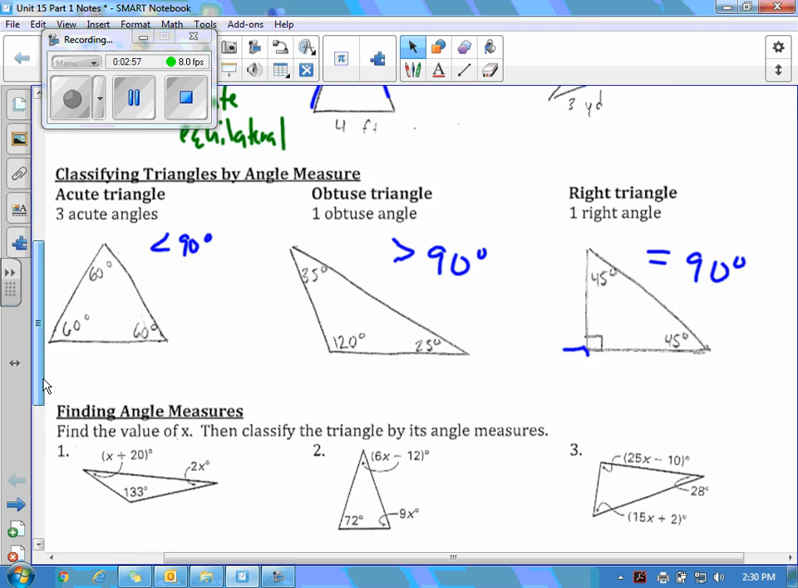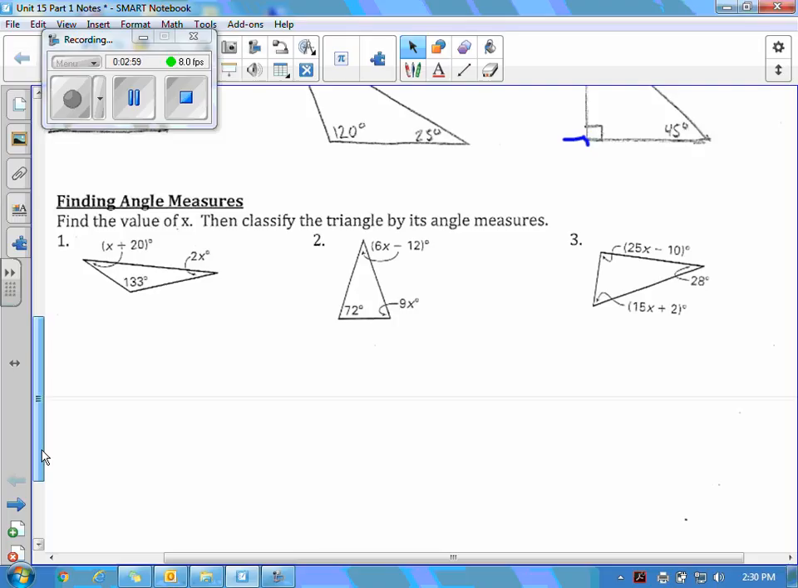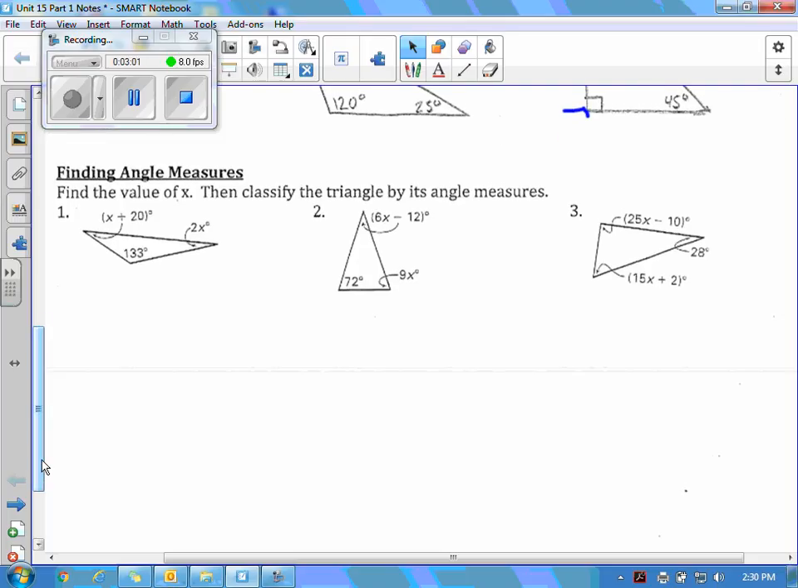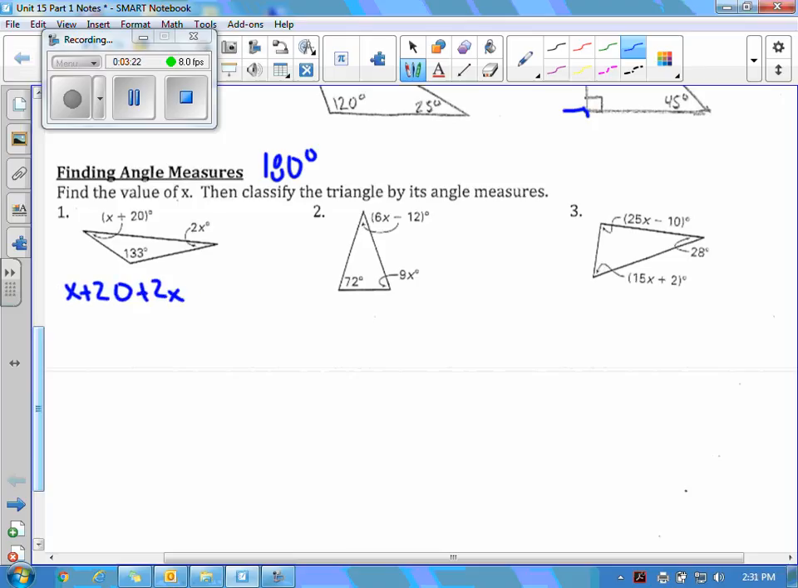Alright, looking at the bottom, it says find the angle measure. The directions say find the value of x, then classify the triangle by its angle measures. Okay. We know that a triangle is going to add up, all the angles are going to add up to 180 degrees, so that's what we're going to use for these problems. So for number 1, I know that my 3 angles will add up to 180, so my first angle is x plus 20. My next angle is 2x, and my third angle is 133. All of those are going to add up to 180 degrees.